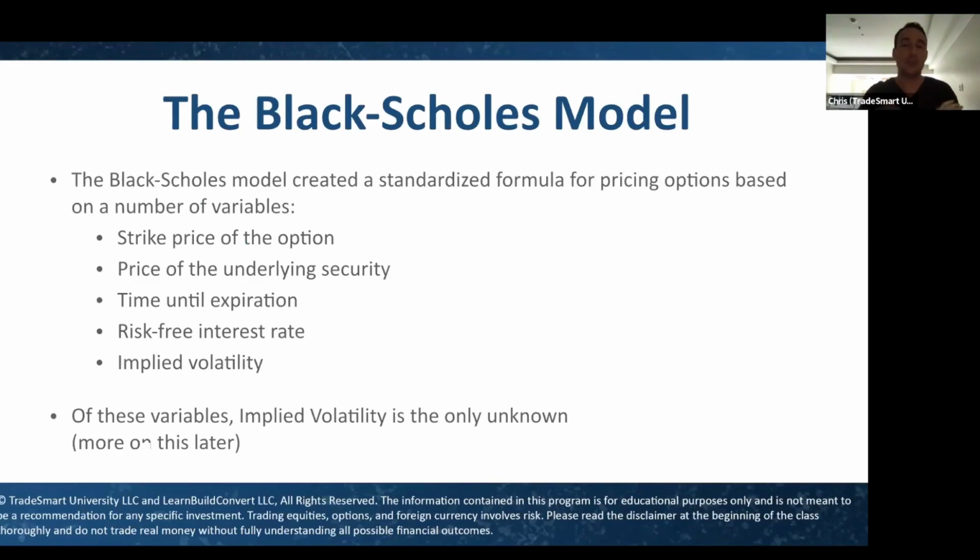Now, the Black and Scholes model created a standardized formula for pricing options based on a number of variables. And here's what those variables are, and these are important. So the first is the strike price of the option. And remember, we looked at strike prices last night, and we understood that the strike price is not the price of the stock. It's the price that the contract gives you the right to buy the stock at, right?